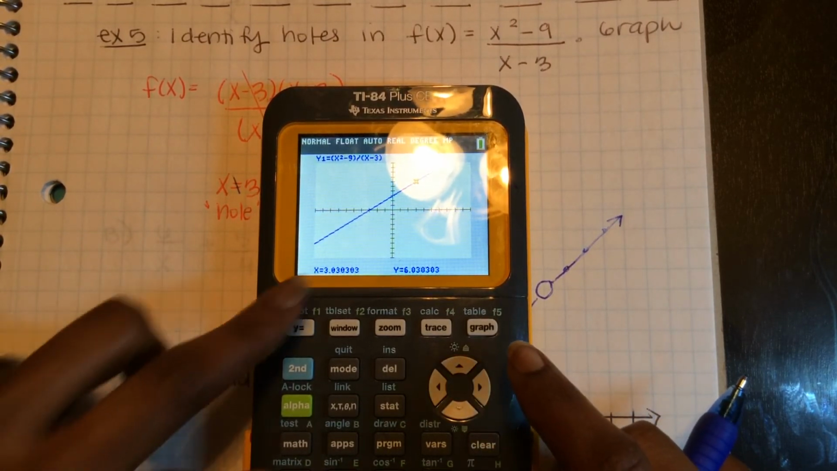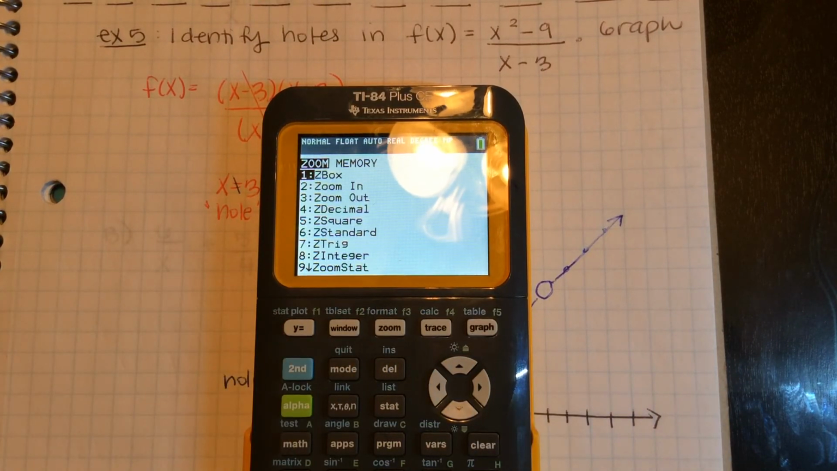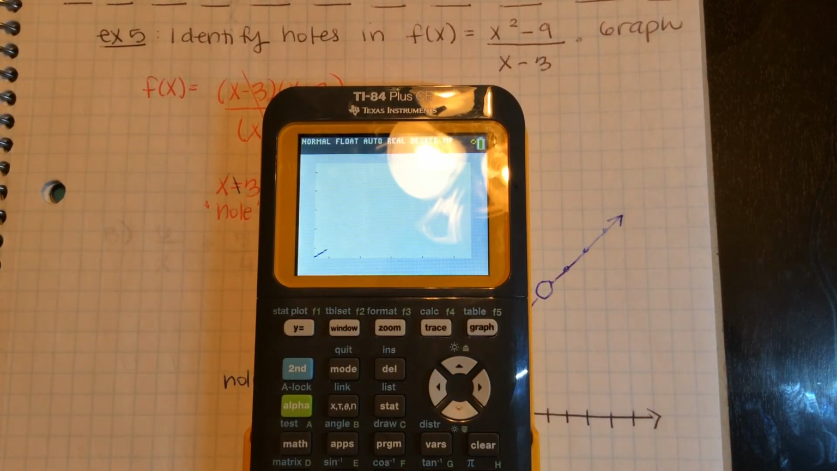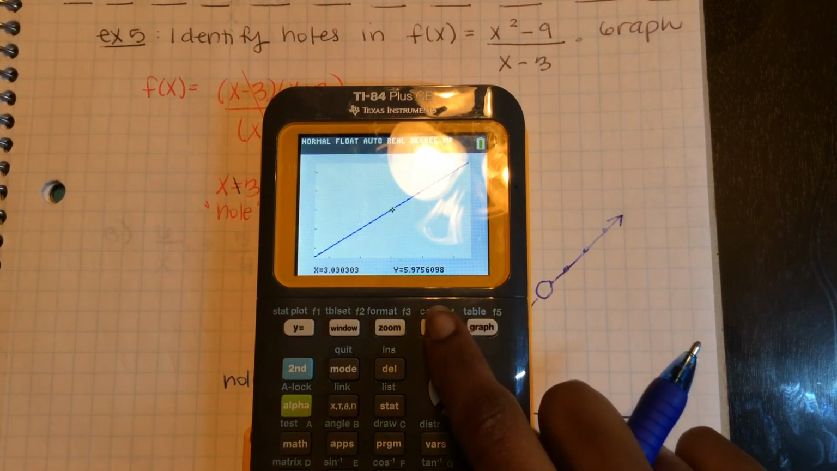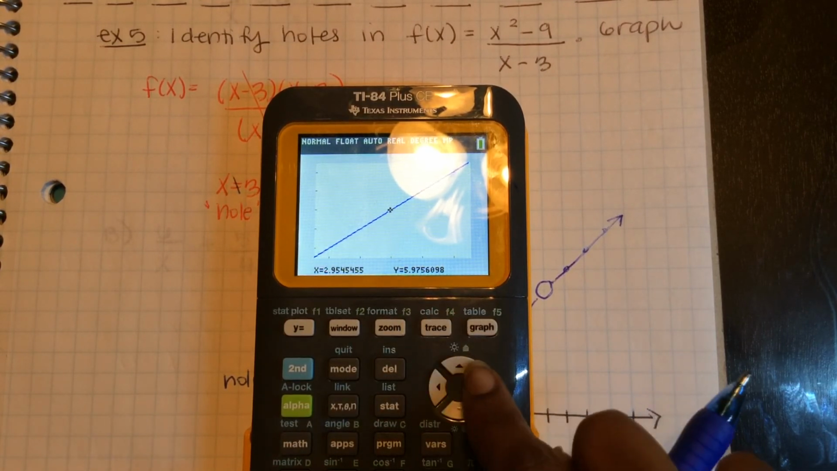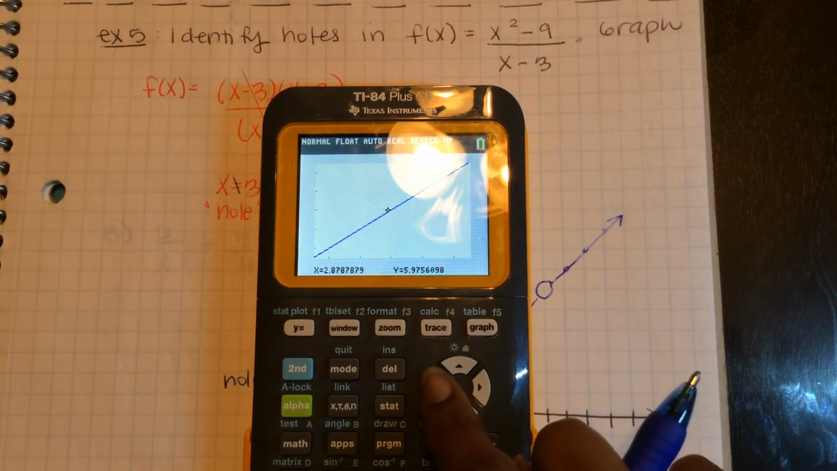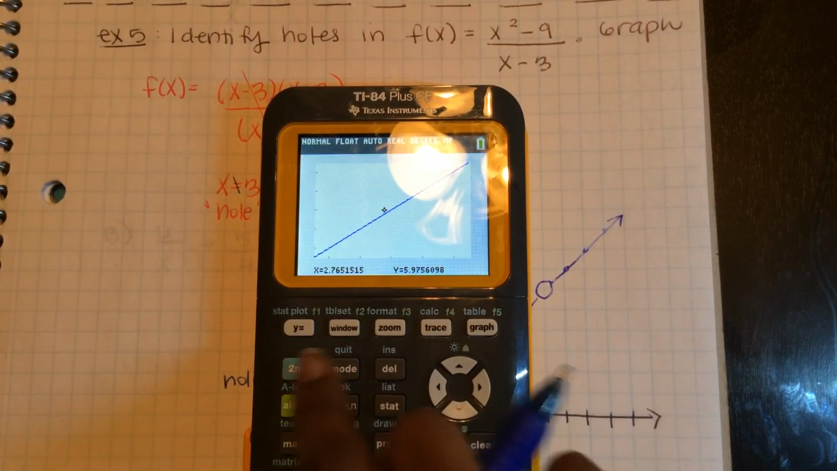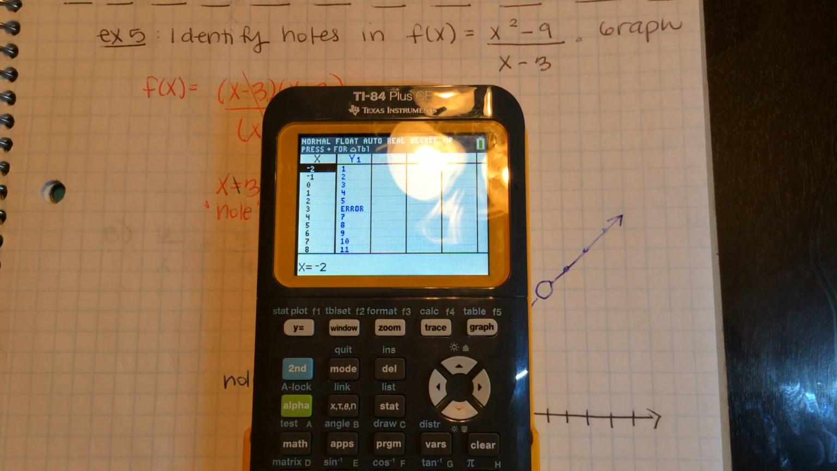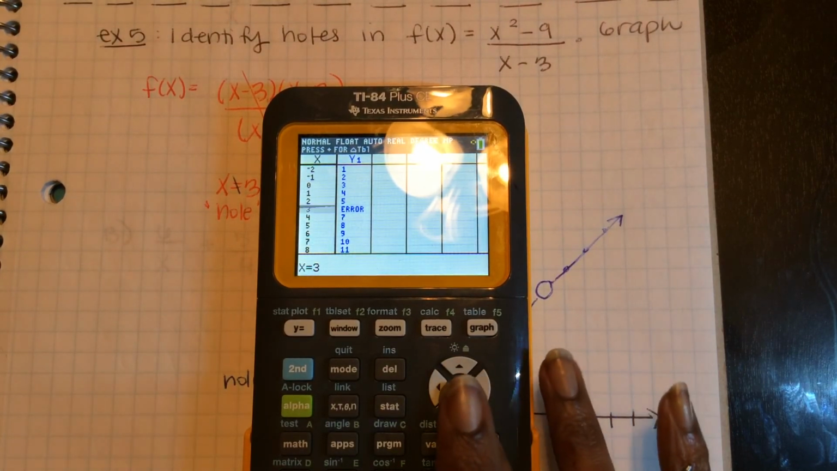If you trace it, it jumps over there. Let me see if I zoom in. Does it let me see the hole? Where am I at? It's very hard to see. So the other way you can see it is going to your table. I guess that's the best way to check that you did it correctly.